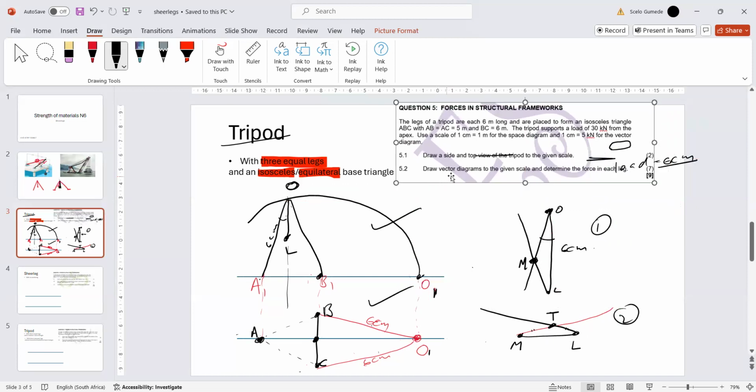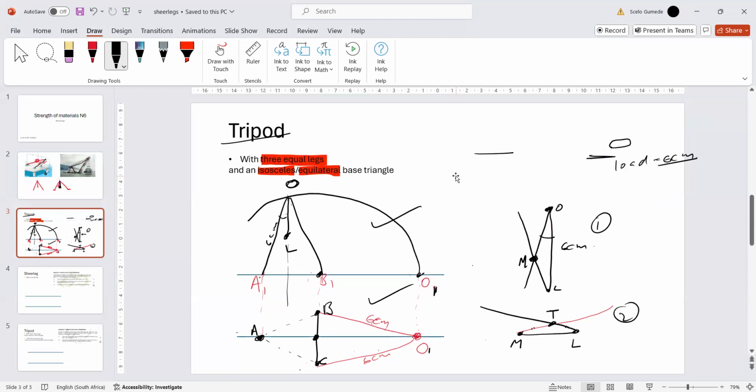Okay, force in each leg. Let me remove this one completely because I don't need it now. I'm just going to have the force on each leg. So I'm going to have leg BO. BO is the leg. Another leg is CO, and another leg was AO. So I'm going to have them like this.